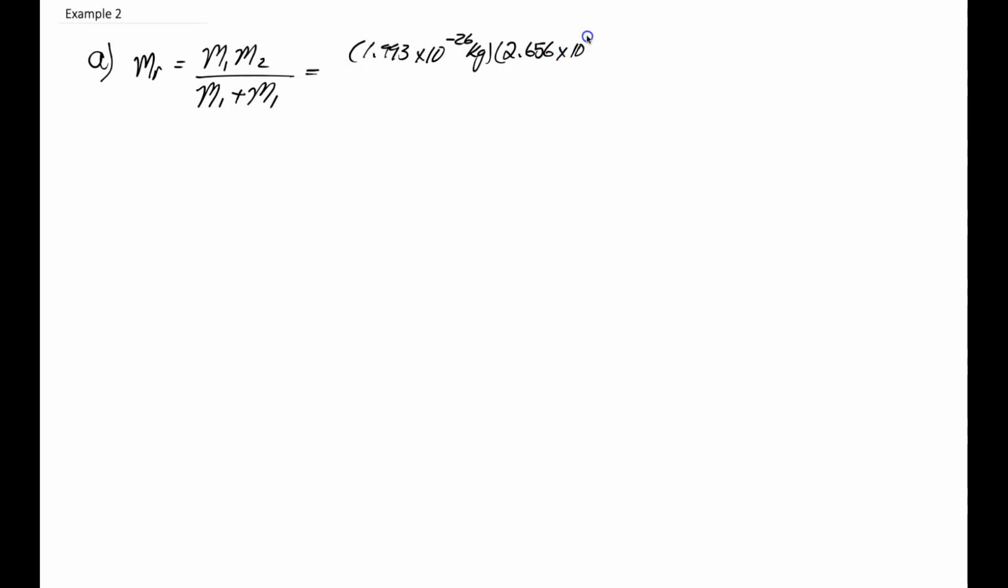For part A, we will start with finding the reduced mass, which is equal to the product of the two masses over the sum of the two masses. And using the given masses, we have 1.993 times 10 to the negative 26 kilograms times 2.656 times 10 to the negative 26 kilograms over the sum of those two.